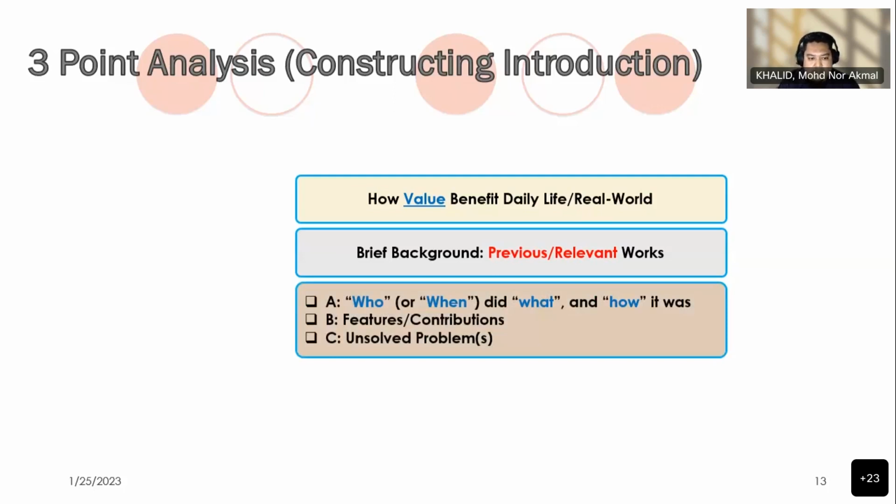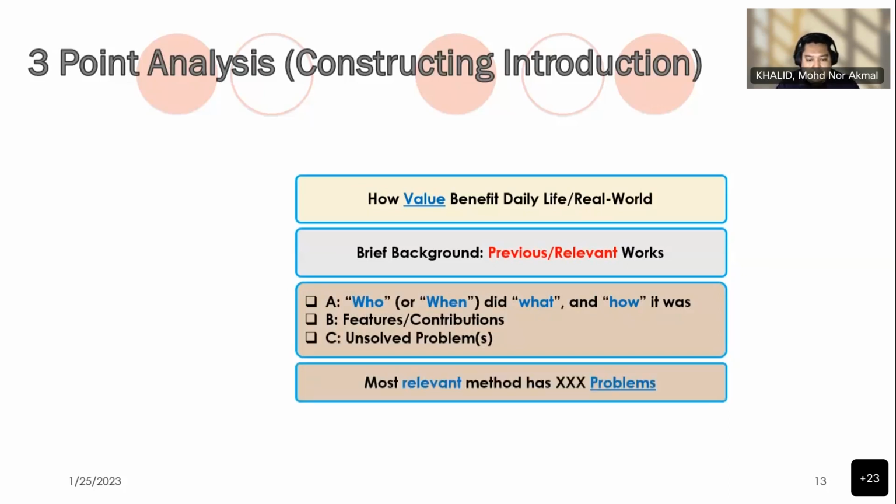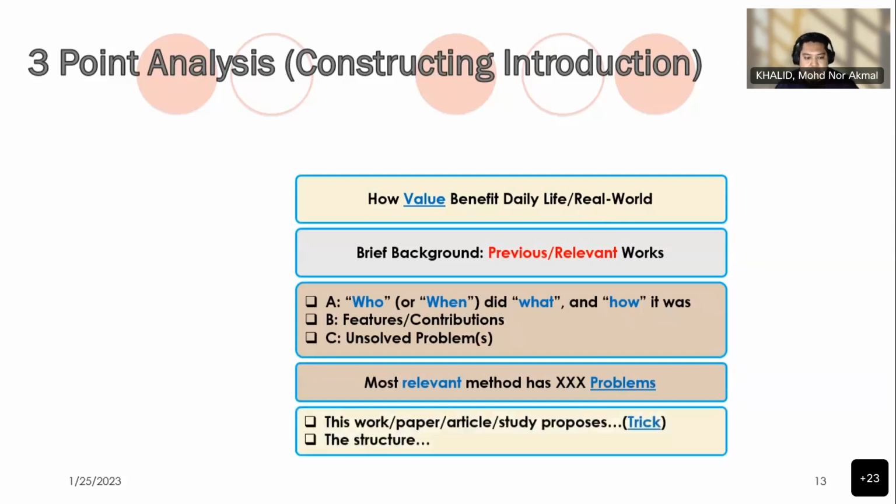and then use the A, B, and C just now. Sorry, it's like A is the who or when, do what, and how it was done, focusing on what are the features, what are the contributions, and what are the unsolved problems from this relevant previous work. And from all of these, what are the most relevant to your work, and what are the problems that they have. And from there, you can focus on what your own study is trying to produce so that you can actually achieve the value.